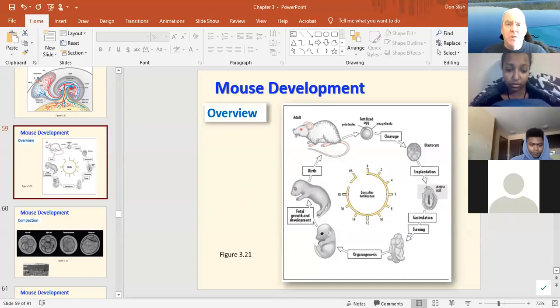Okay, so mouse. This is a mouse. The mouse starts as a fertilized egg, and these eggs are the smallest of all the models that we're talking about. And that's because they don't really need any yolk to grow. By the time they hit a certain stage, they're going to implant in the maternal uterine wall and get all of their nutrients from that. So these are very tiny eggs.